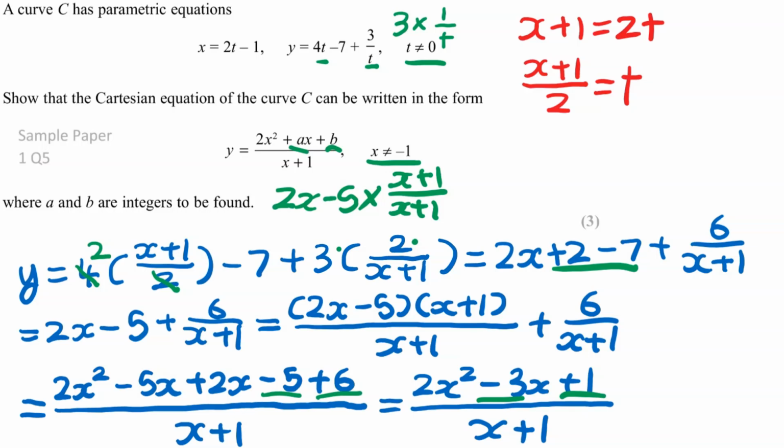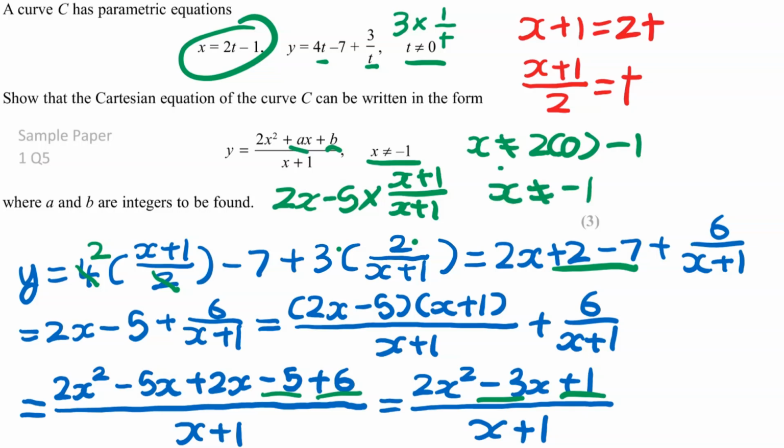The reason it does this is you just plug this t cannot be equal to 0 into the x parametric equation like this here, so it becomes 2 times 0 minus 1, which is equal to minus 1. So that's kind of where this x can't be equal to minus 1 comes in. We've converted it from t to x.